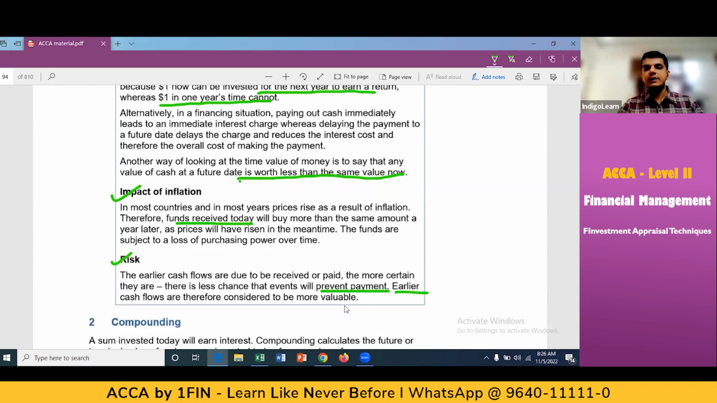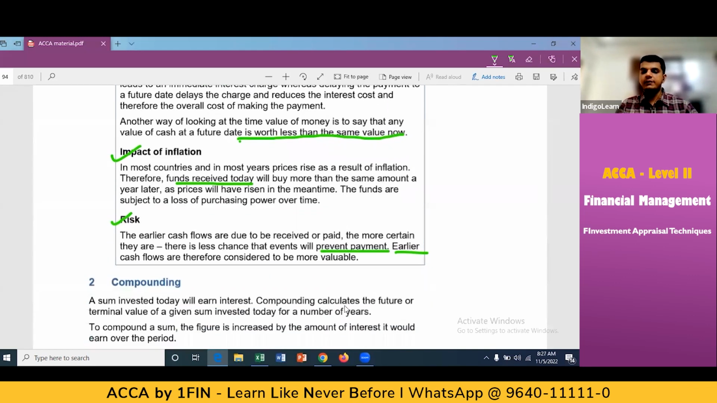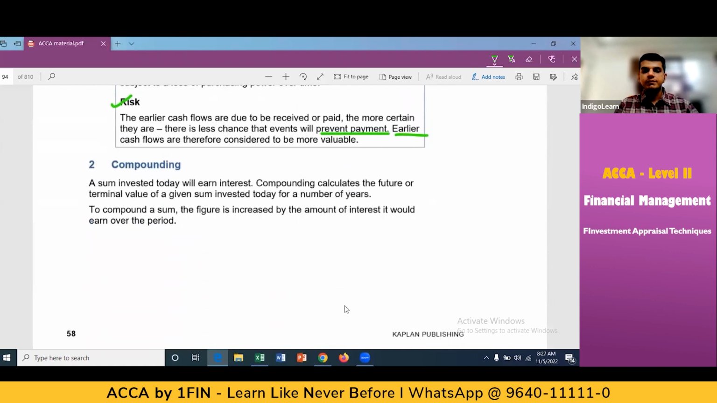How is it to be done? It is to be done by using the discounting factor, that is none other than your cost of capital for any investment. Compounding also we have just discussed. A sum invested today will earn interest. Compounding calculates the future or terminal value of the given sum invested today for a number of years.